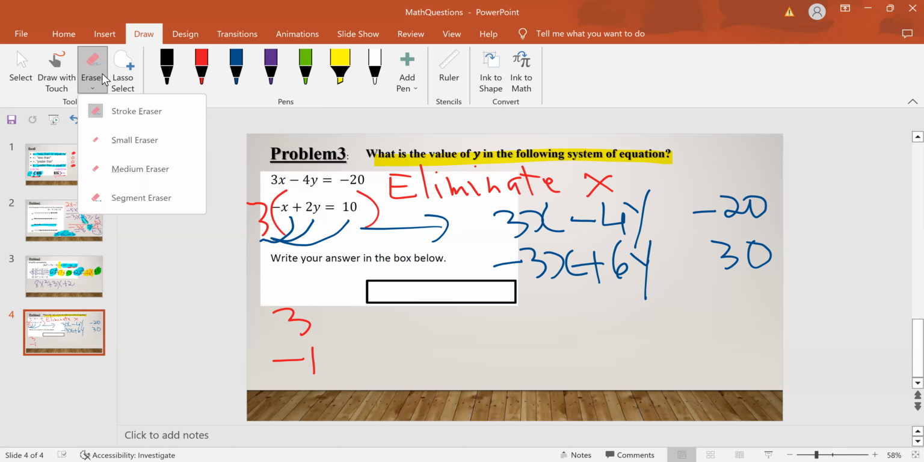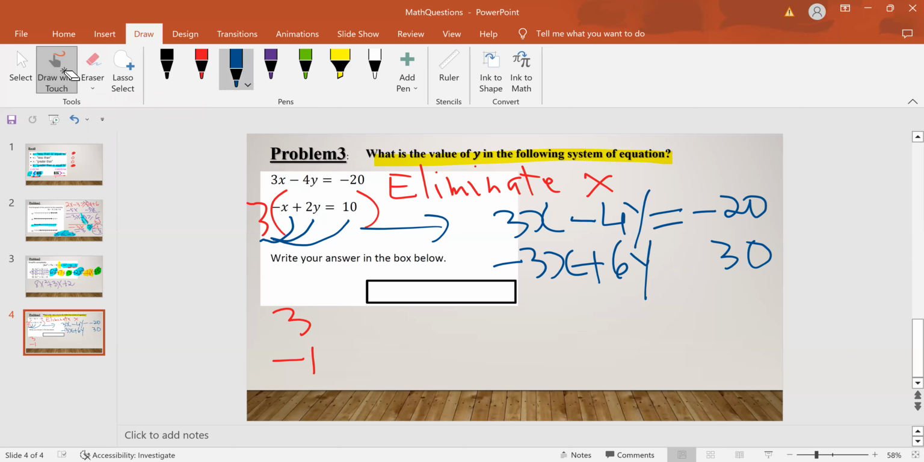Okay, so almost done. We have this, 3x and -3x, going to cancel out. Now we're going to combine the y's. We have a -4y and the +6y. You combine them, that gives you what? 2y. +2y is equal to, we combine -20 and the +30, that gives you +10.